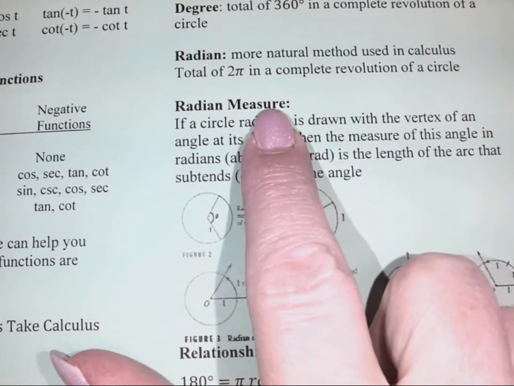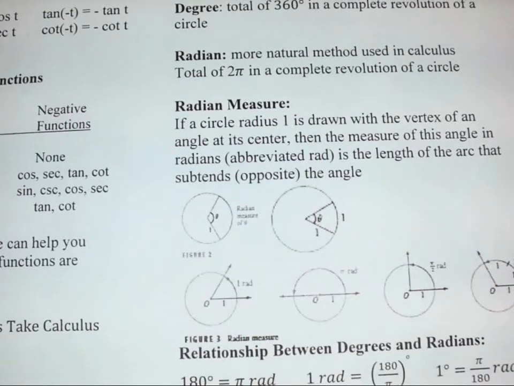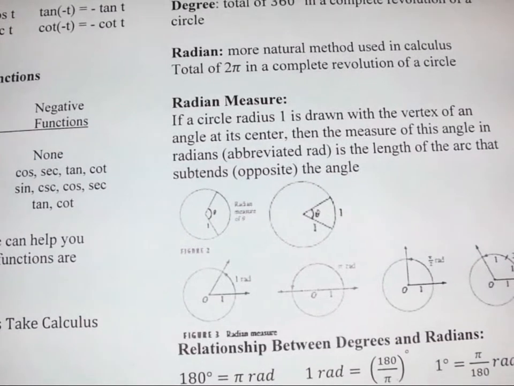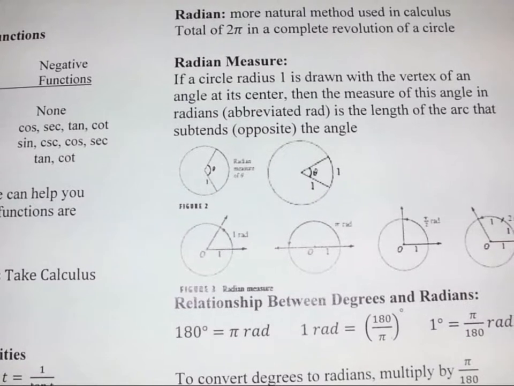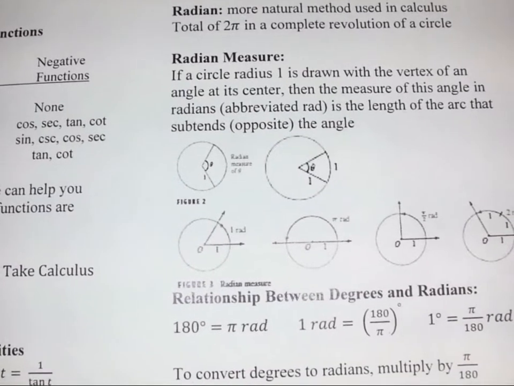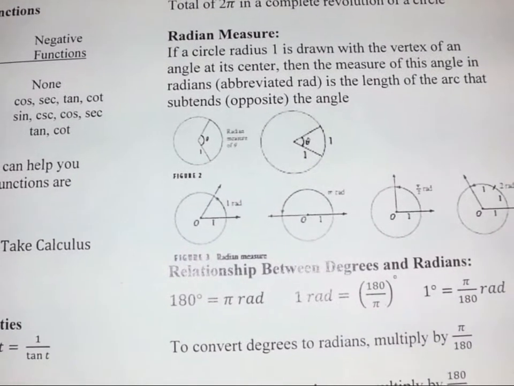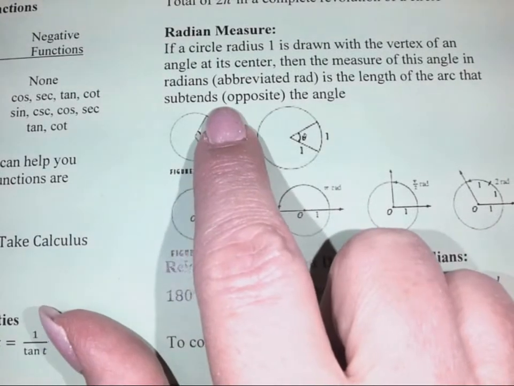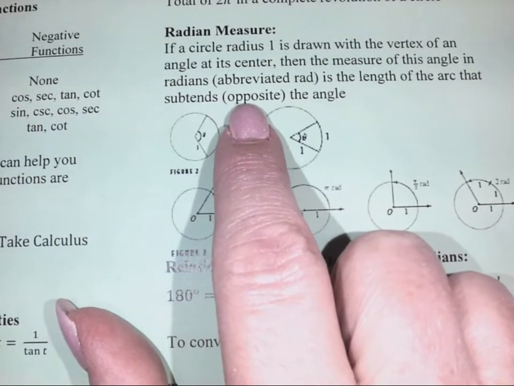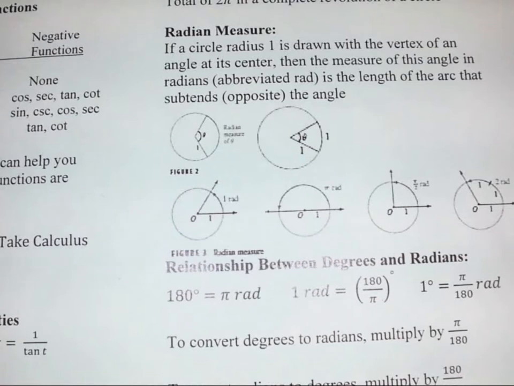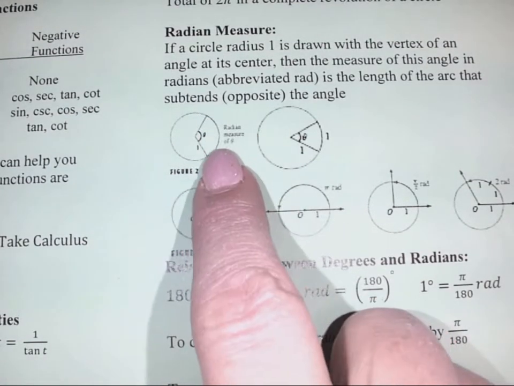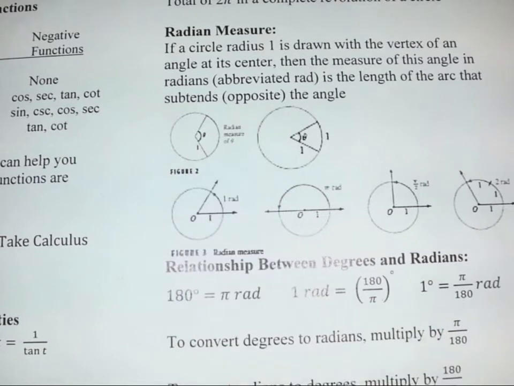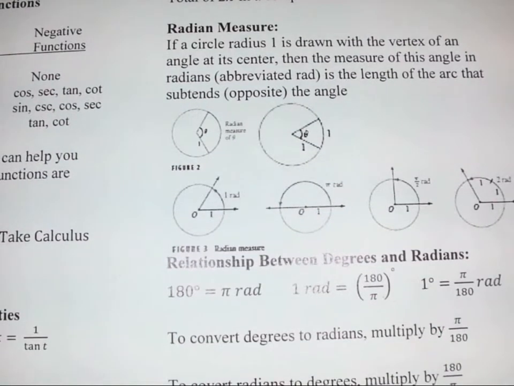So for the radian measure, if a circle of radius 1 is drawn from the vertex at an angle at its center, then the measure of the angle in radians, abbreviated as rad, is the length of the arc that subtends. So I had to look up subtend, so not everybody just knows that, but that means it's the opposite from the angle. So that is the length of the arc over here. It's the arc that's opposite of an angle.